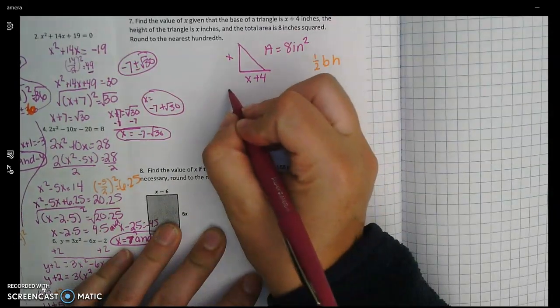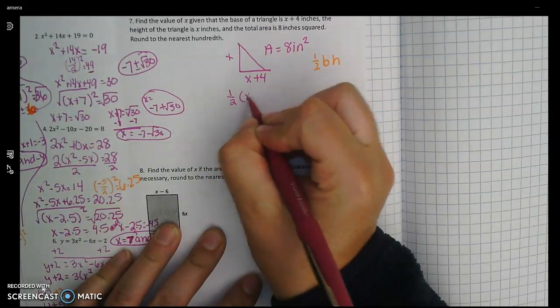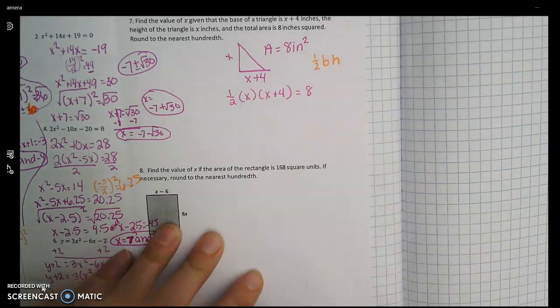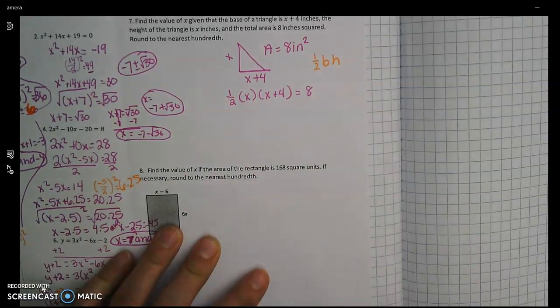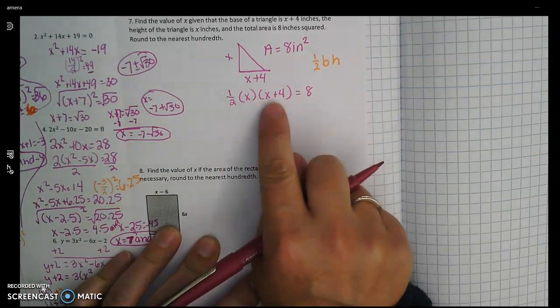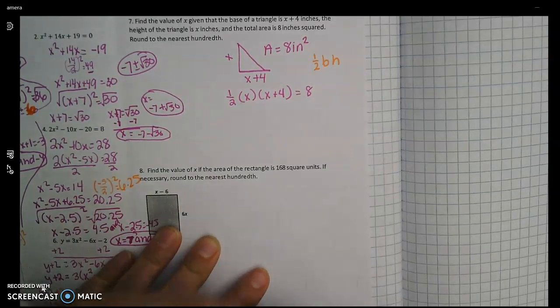So if I have 1/2, my base is x, my height is x plus 4, and I know the area is 8, this right here is my equation. We're going to simplify this equation. I'm going to multiply the x and the x plus 4 first.